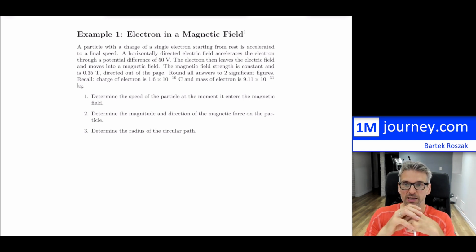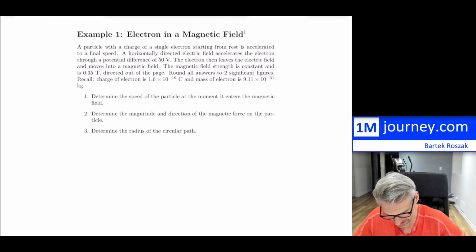and it would be getting transferred to kinetic energy because it's picking up speed. Now, once the electron leaves the electric field, it will move through a magnetic field. Now, the magnetic field has a strength of 0.35, and it is directed out of the page. So we want to round all these things to two significant figures for our answers, and there's three questions. So question number one, determine the speed of the particle at the moment it enters the magnetic field.